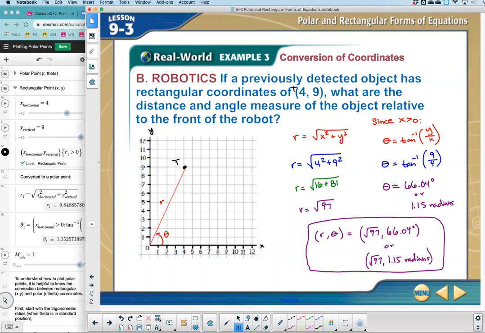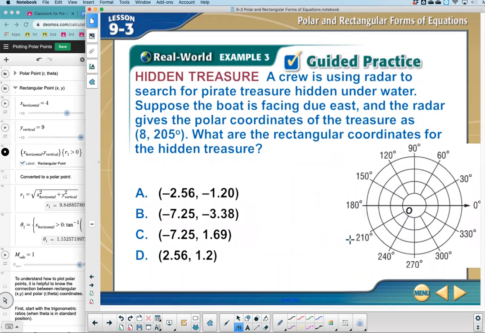Okay, so you saw me do this through one more time. I'm going to let you try. Here's your DOL number 3.